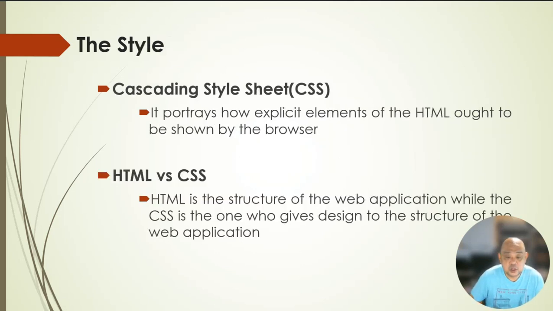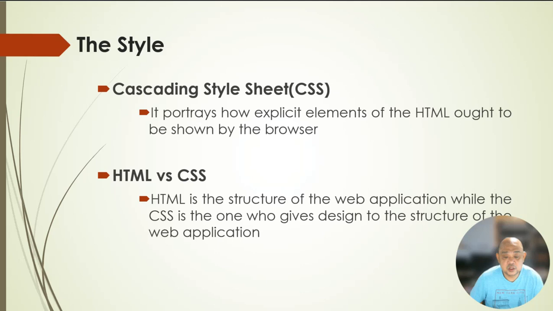The last module is about the style. If the workflow is about the tools needed in creating a web application, the structure is the structure of the web application. The style is the design of the structure of the web application. Cascading Style Sheets, or CSS, is the one that is used to give design to the web application. It portrays how the elements of the HTML ought to be shown by the browser.